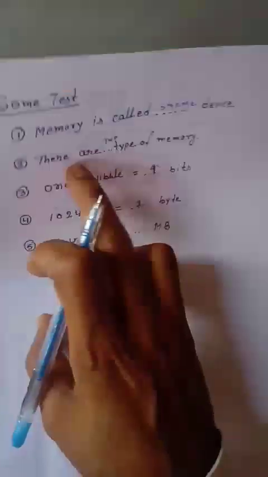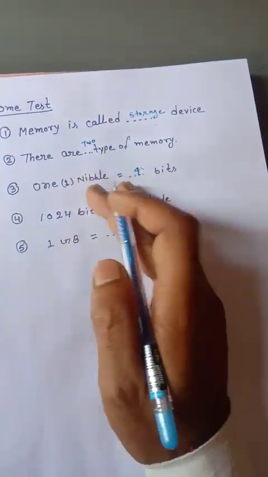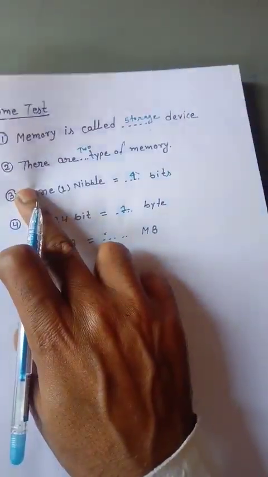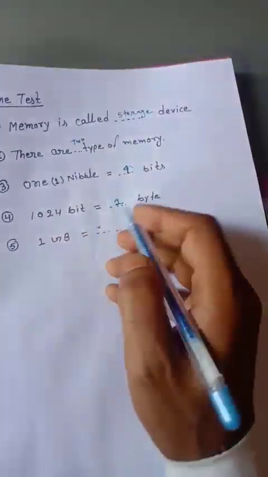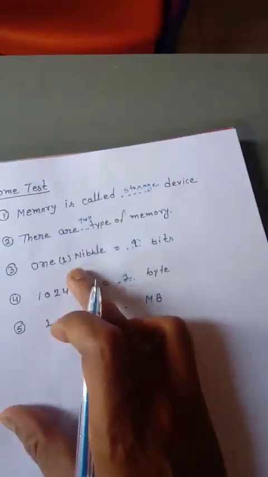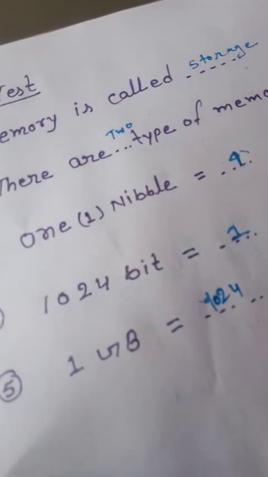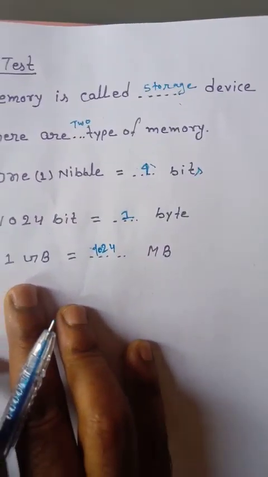Exactly correct. Your answer will be 1024 MB. 1 GB equals 1024 MB.